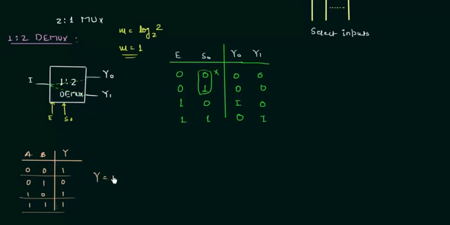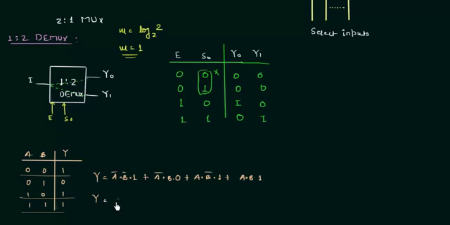For the first case, we have A complement and B complement and 1. A is low, B is low, so A complement, B complement, and Y is 1, so 1 is here. For the second case, we have A complement and B, and Y is equal to 0, so 0. For the third case, we have A and B complement and 1, and for the last case, we have A and B and 1.